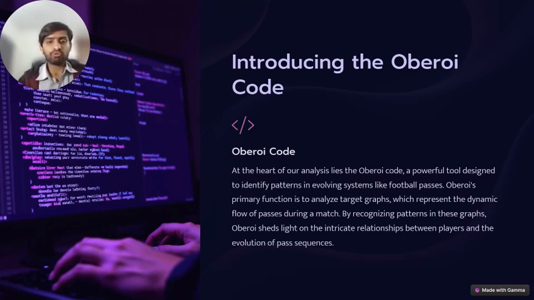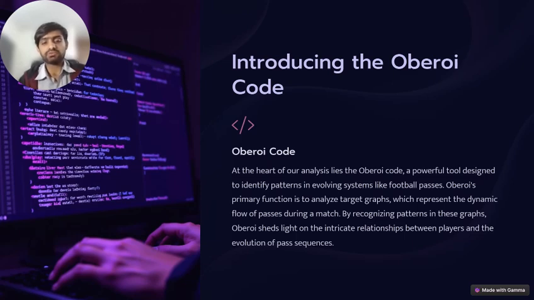Today we are diving into the Oberoi code, a cutting-edge tool for analyzing dynamic systems with a focus on passing patterns. The code is designed to work with dynamic graphs where nodes represent the players and the edges represent the passes between the players. What makes it powerful is its ability to recognize evolving patterns in real life, allowing us to identify structural similarities between graphs even with different players or different labels.